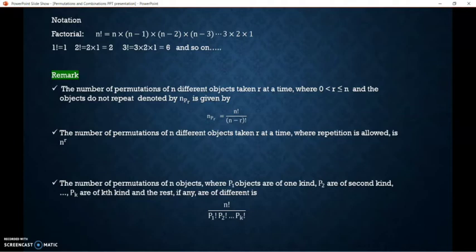Say suppose there are p1 number of similar kind of objects, p2 are another similar kind of objects, and up to pk are another similar kind of objects, then the permutations of n objects in that case would be given by n factorial upon p1 factorial into p2 factorial, and so on up till pk factorial. Okay, so let's use these formulas to solve certain kinds of problems.